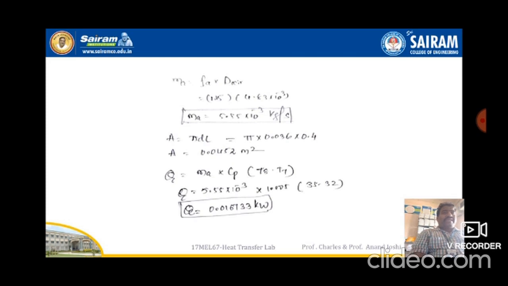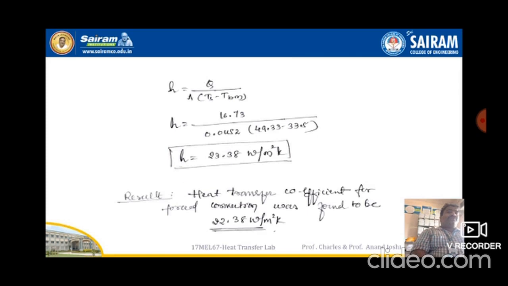So now we can calculate Q. The Q is m a Cp delta T. Here delta T is T8 minus T7. So you can calculate Q by substituting the values of ma and Cp. You will get Q is equal to 5.55 into 10 to the power of minus 3 into 1.005 into 35 minus 32. You will get finally Q as 0.016733 kilowatts.